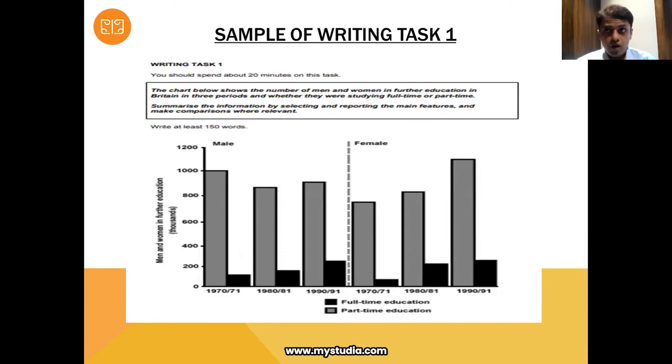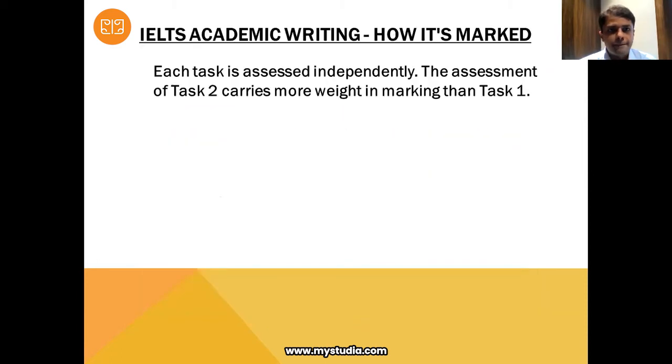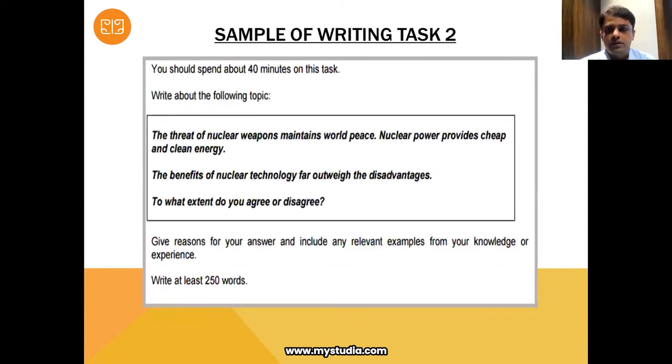This is the sample of IELTS Academic Writing Task 1. This is the bar graph which you can see in front of your screen, and you have to describe whatever information is given in there in minimum 150 words. This is the sample of Writing Task 2, which is an essay. Again, the clear topic is given to you, and you have to write your response in minimum 250 words.